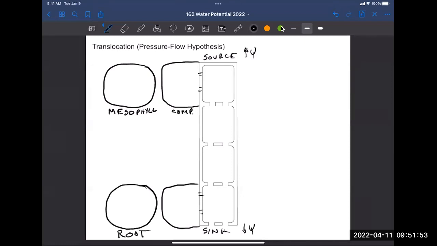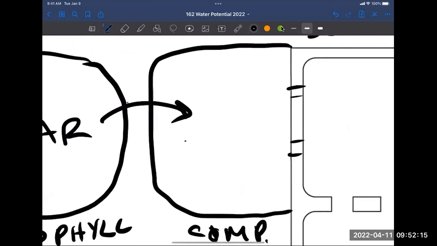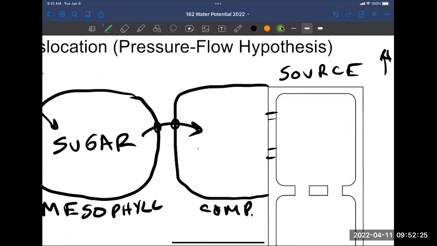Now, here in the mesophyll cell, we could do a quick little review of photosynthesis. There's carbon dioxide in the atmosphere. Through the Calvin cycle, that's going to be taken in and made into sugar. So just keep that really simple. That sugar then is going to be moved here into the companion cell. And if you think about this, a sugar molecule can't move by itself through a membrane, right? It's too big and it's polar to move by itself. So it is going to be moved through some form of active transport. I'm just going to label this as active here, right?